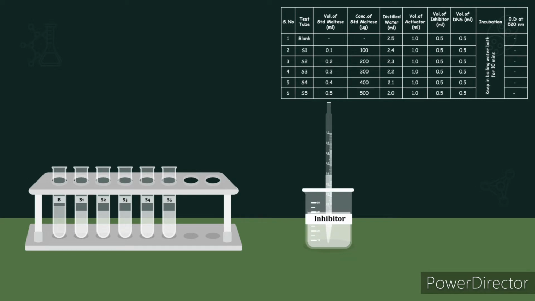How does it increase the rate of reaction? It decreases the activation energy. It changes the rate of reaction, but it never alters the equilibrium. There's no effect on the position of equilibrium.